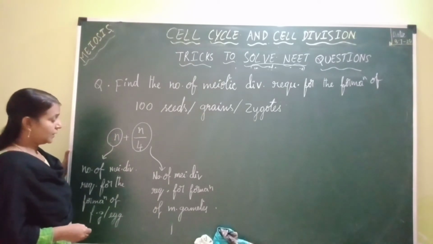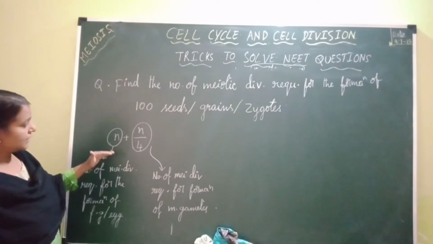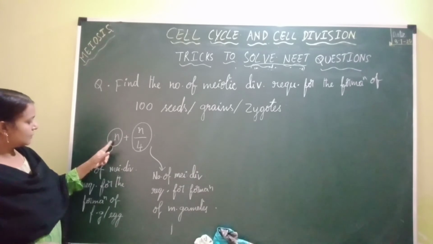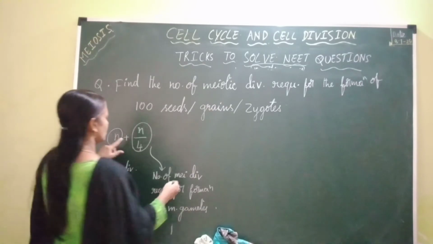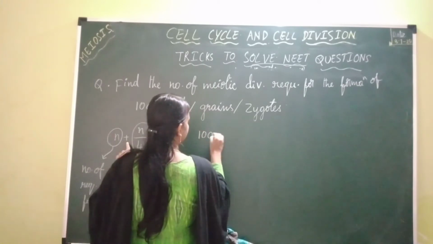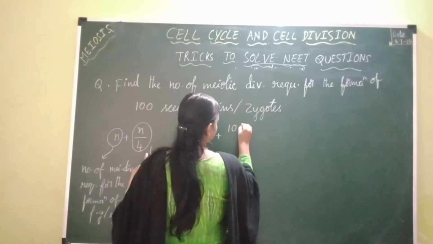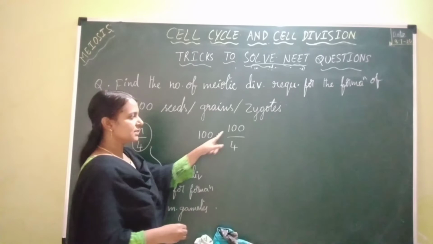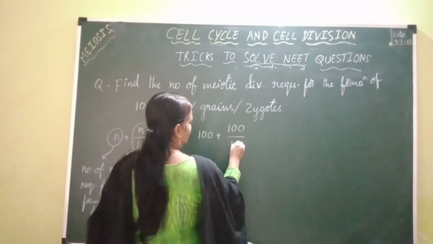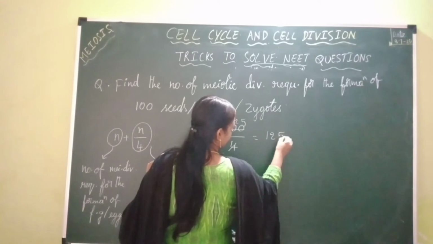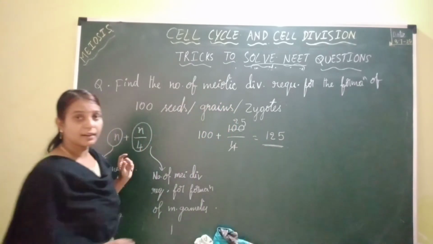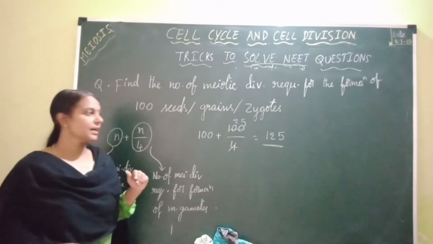So what we can take now is 100. N is the number of meiotic divisions required for the formation of female gametes. So 100 plus 100 by 4. This is for female gametes, this is for male gametes. So 25, and the answer is 125. So how many meiotic divisions are required? 125 meiotic divisions are required.